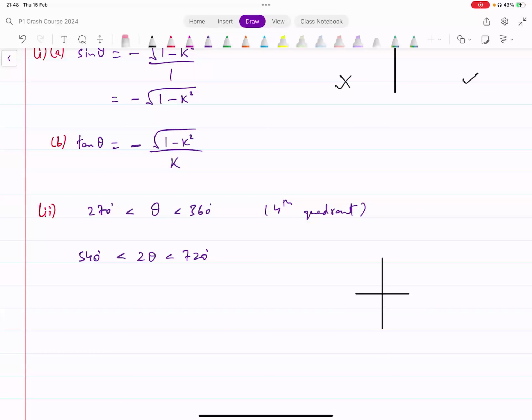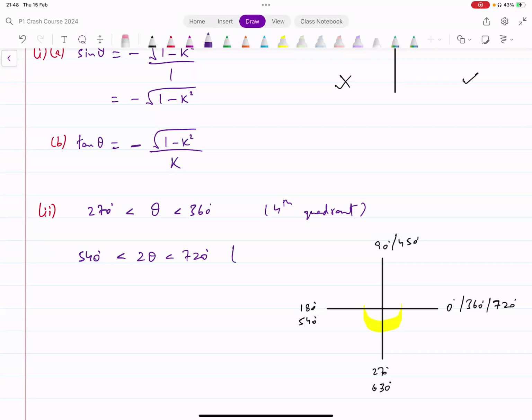Now, let's think which quadrant that is. This is 0 degrees. This is 90 degrees. This is 180 degrees. This is 270 degrees. Then we go back to 360 degrees. And then it becomes 450 degrees. And then it's 540 degrees. And then it's 630 degrees. And then finally, we have 720 degrees. 540 to 720. Which quadrant is that? That's third or fourth quadrant, right? Theta was in the fourth quadrant only, but 2 theta can either be in the third quadrant or in the fourth quadrant.